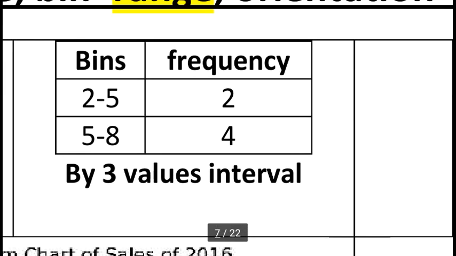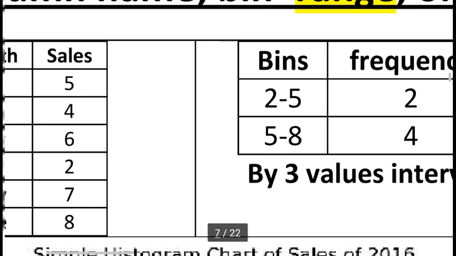So this is our chart. I want to create this chart with the help of this table. First decide your interval range and divide the range, and then in each particular range you count the total values and put them in the frequency column. Between 2 to 5 only two cells are available, and between 5 to 8 four cells are available. When you add 2 plus 4, the total is 6.